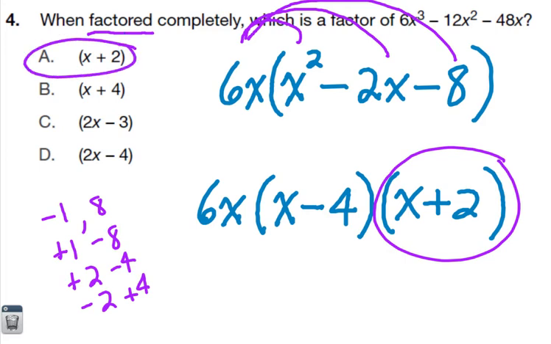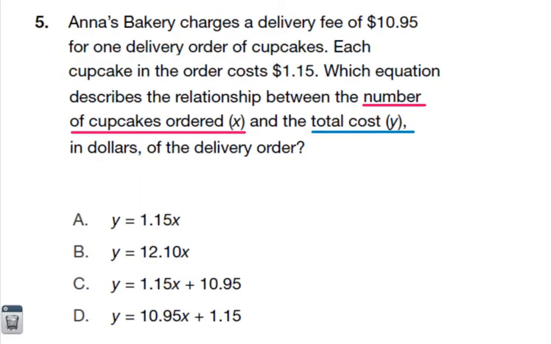So moving on to number 5. Number 5, okay. Hopefully you've read this already. Pause it if you have to read it. Now, okay. So again, I've got to get my bearings here.